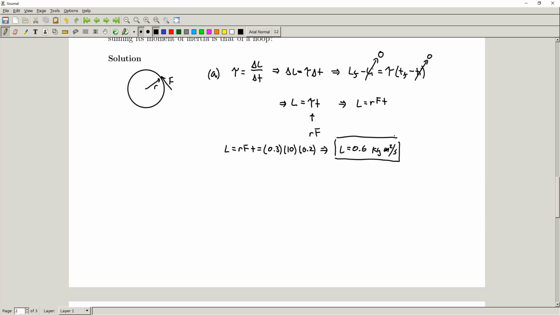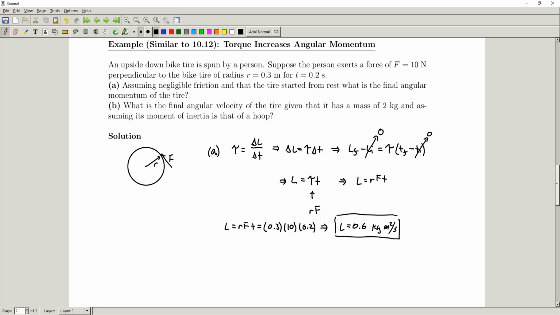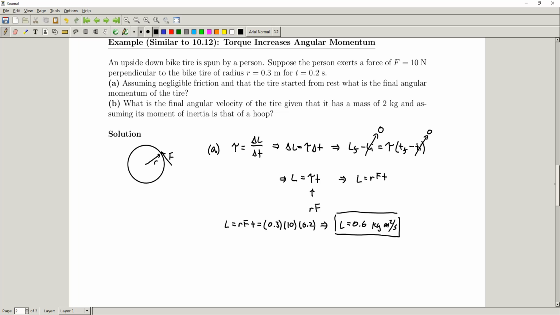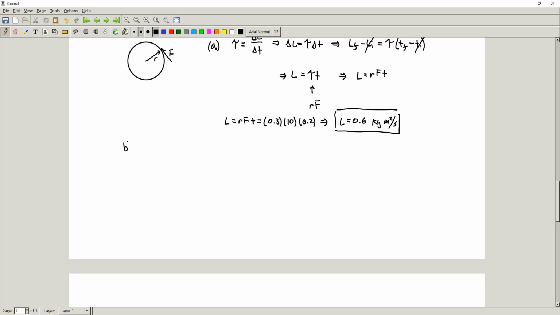In part B, what are we looking for? What's the final angular velocity of the tire, given that it has a mass of 2 kilograms and assuming that its moment of inertia is that of a hoop, okay? So what are we told? Well, we're told that we have a mass of 2 kilograms. We still have that radius of 0.3 meters.